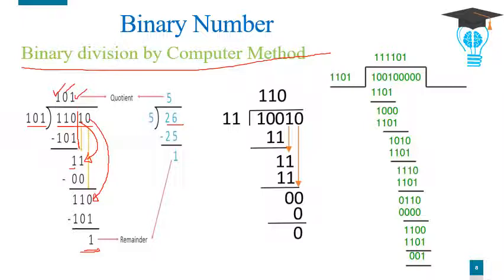No more bits are available to continue. So this is my answer, and this is my remainder. The answer is 101, which is 5, and the remainder is 1. So 26 divided by 5 is 5 with remainder 1.